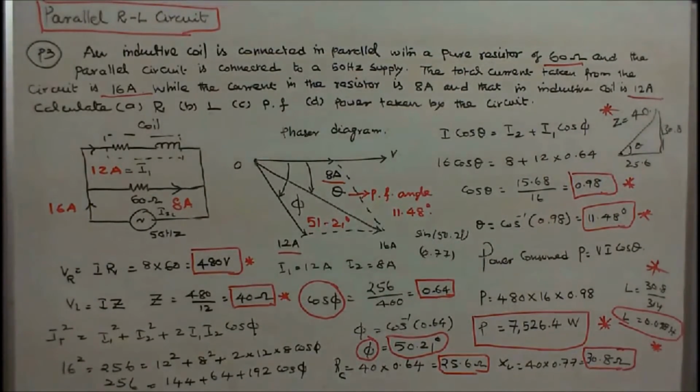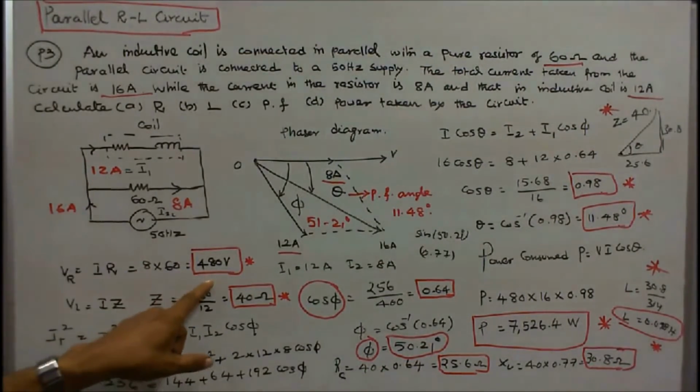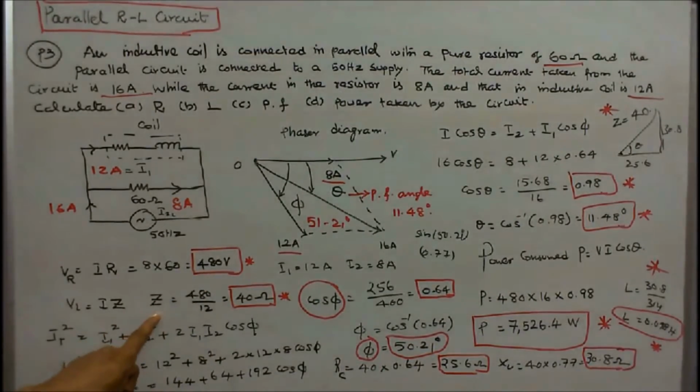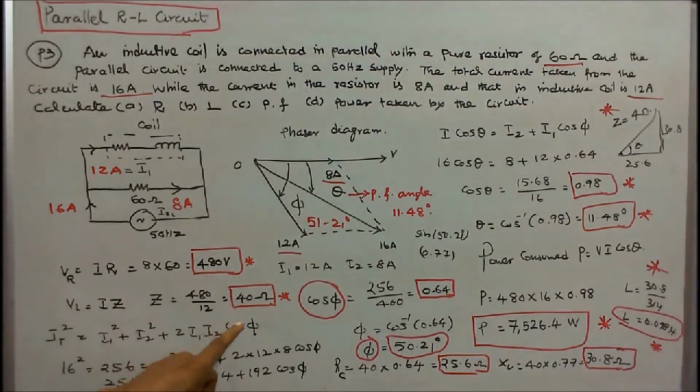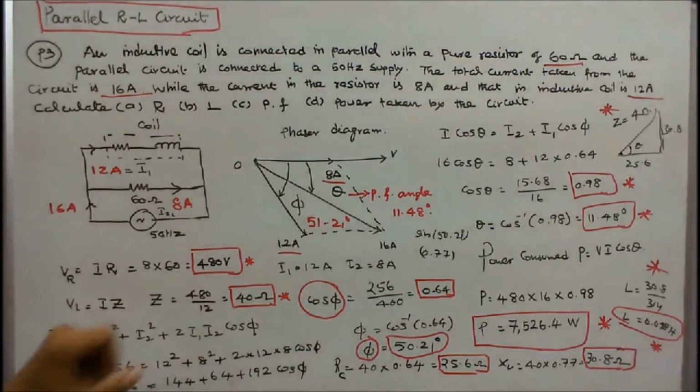So I can find impedance of the coil. Z is equal to V by I. I is given 12 amps. V is 480. Therefore impedance Z is equal to 480 by 12. That is equal to 40 ohms. Impedance of the coil is 40 ohms.